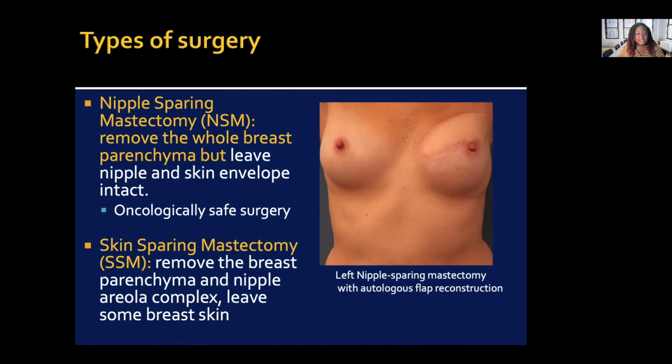Nipple sparing mastectomy, or NSM, is where we remove the whole breast parenchyma but leave the nipple and skin envelope intact. It's an oncologically safe surgery. As you can see in this image here, her skin envelope is intact, but she has had flap reconstruction. A skin sparing mastectomy, or SSM, is where we remove the breast parenchyma and nipple areola complex. We do leave some skin.